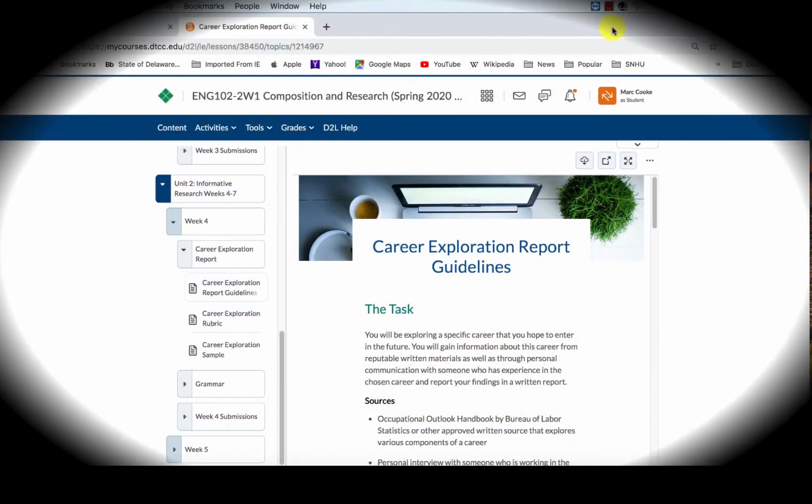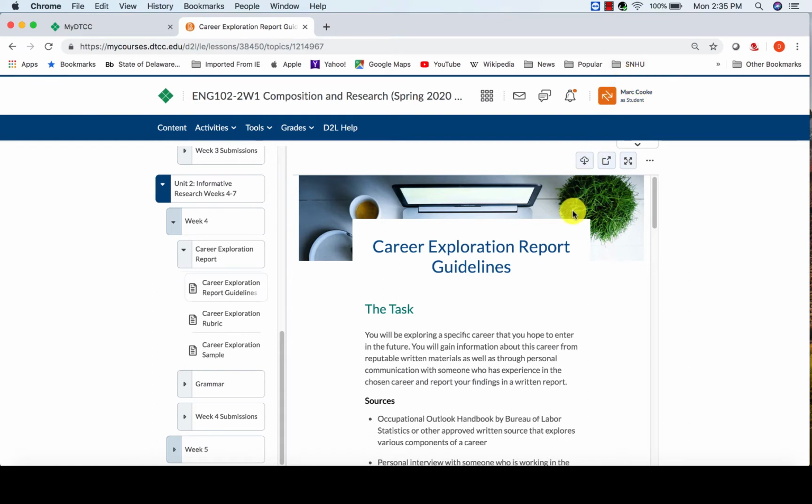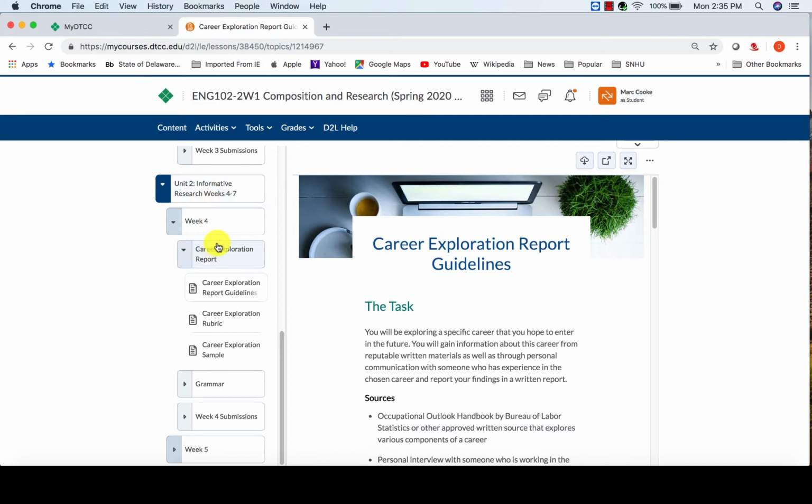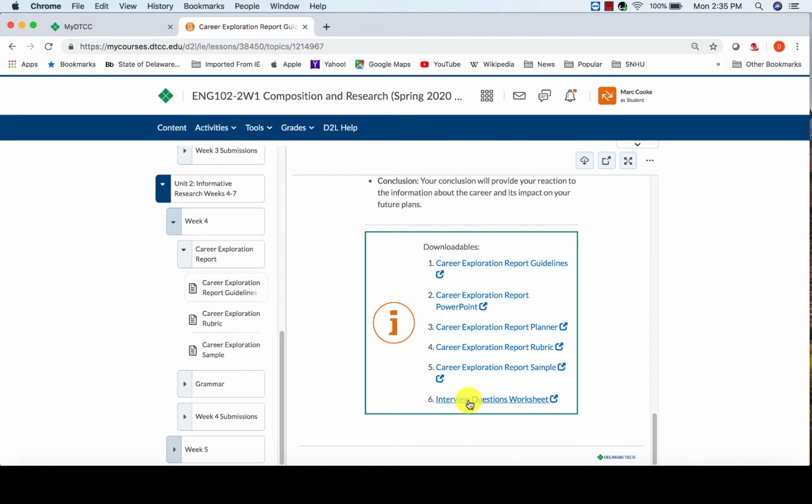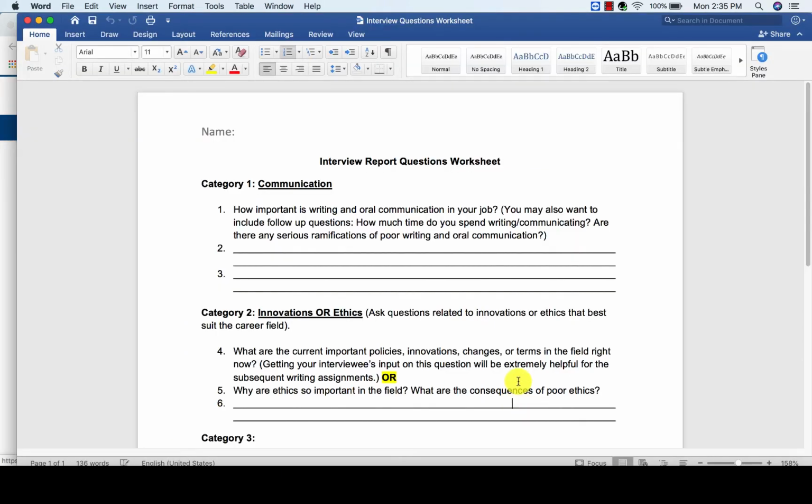In terms of your interview questions, there is an interview worksheet, question worksheet. If you open up the worksheet, I'm going to show you that in a second. So to find the interview questions, it's under week 4, under the career exploration report. And if you look at the guidelines and scroll to the bottom of the guidelines, at the very bottom are the interview questions worksheet. And what I would do is open that up.